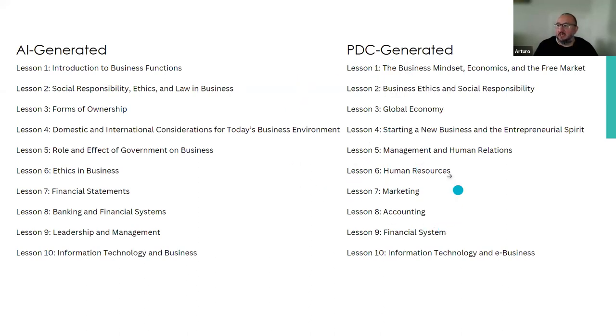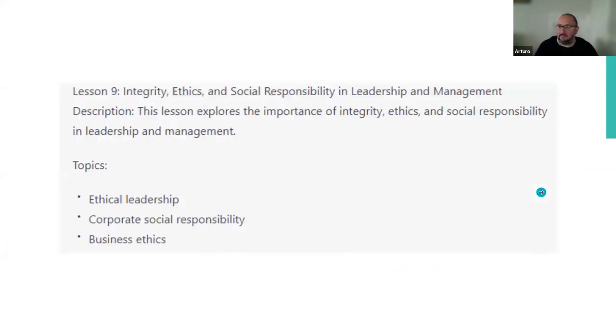So as you can see, the PDC generated group, they broke up human resources, marketing, accounting, they broke those up sort of. And then over here, ethics was in several places, forms of ownership was its own. And then information technology and e-business, they both had those. So there were some similarities and some differences in AI generated versus human generated.